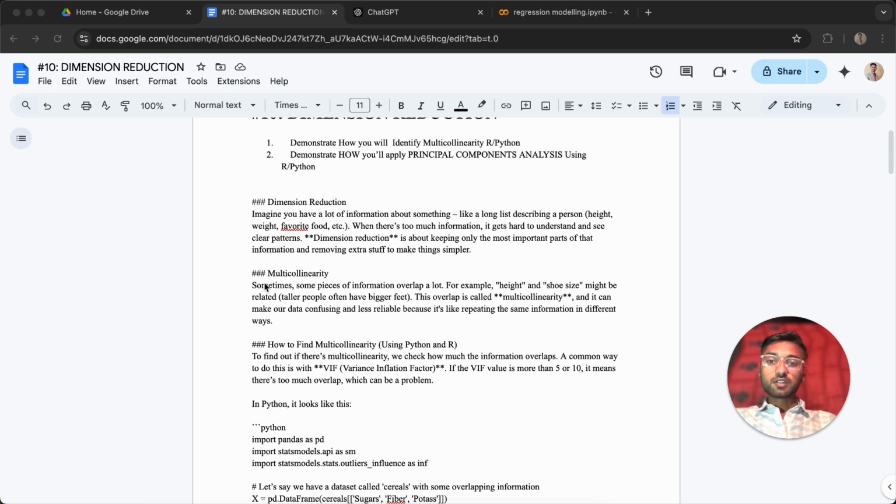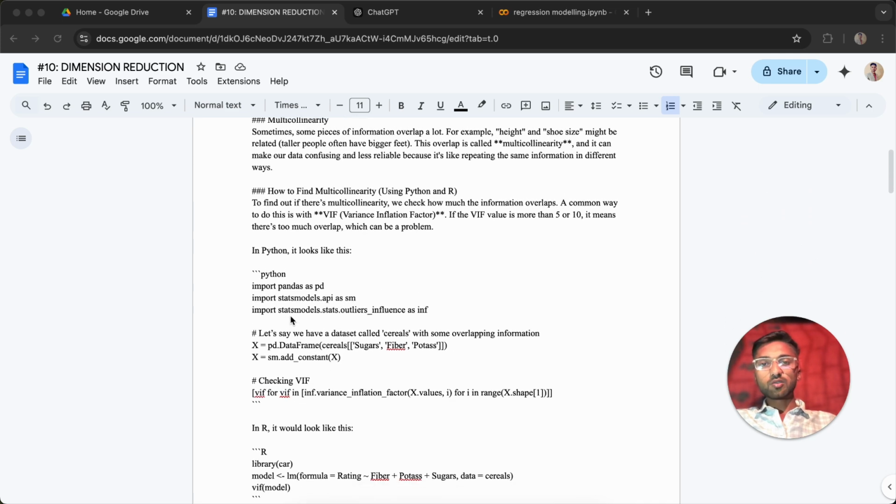And multicollinearity: sometimes some pieces of the information overlap a lot. For example, height and shoe size might be related because taller people often have bigger feet, and this is overlap. This overlap is called multicollinearity, and it can make our data confusing and less reliable because it's like repeating the same information in different ways. So multicollinearity is simply when the information overlaps, or we can say there is redundancy in the information.